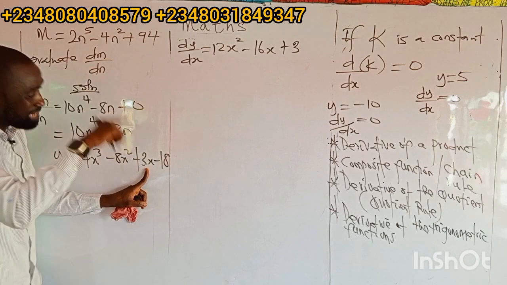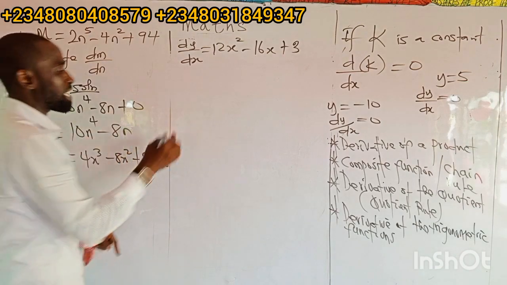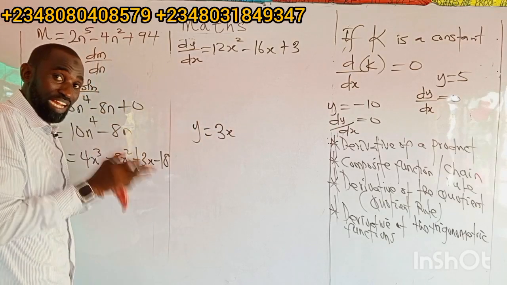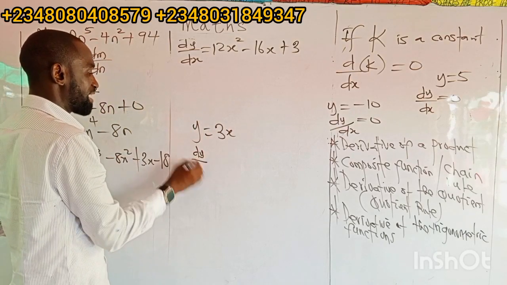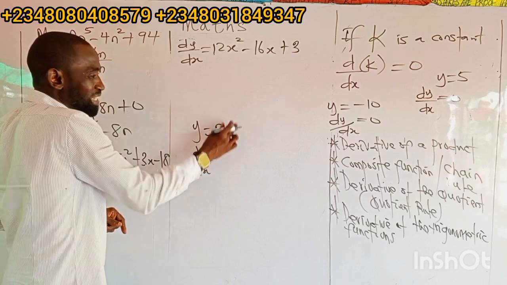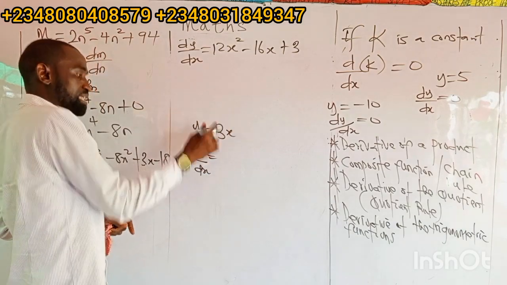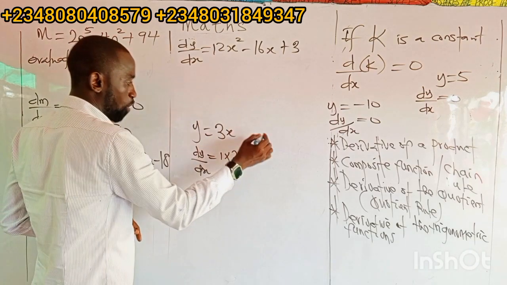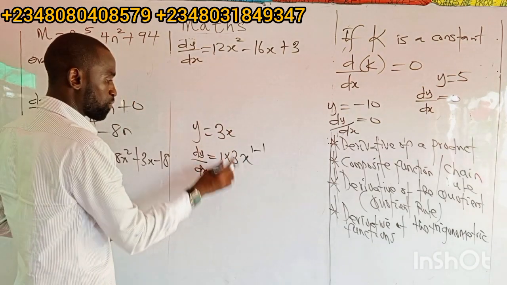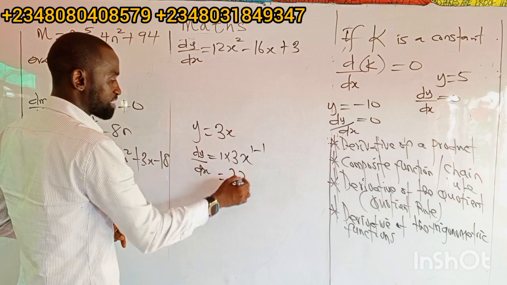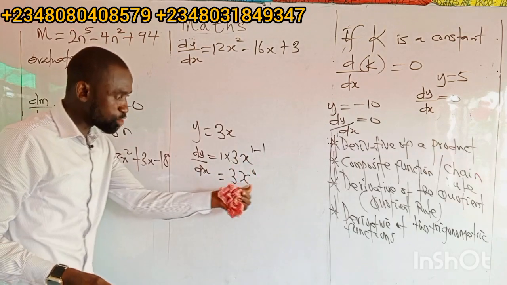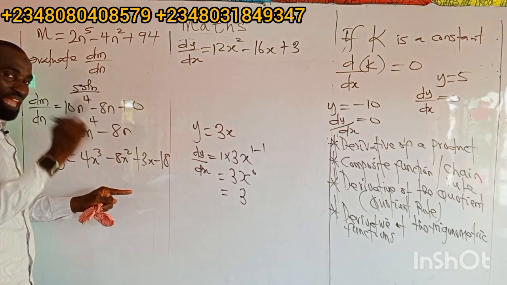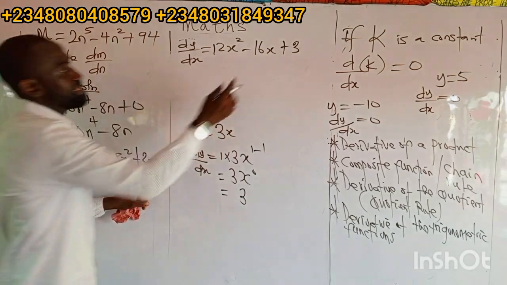That will give us 1. Let me use this one separately so you understand what I'm saying. Suppose I have y equals 3x, and I want to use the general rule. So dy/dx will be 1 times 3, so we have 1 times 3 times x, then 1 minus 1. This will now be 1 times 3, we have 3, x raised to power 0. What is x raised to power 0? 1. So this one will also be 3. So it means the derivative of 3x is 3.